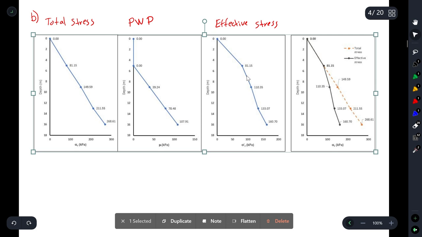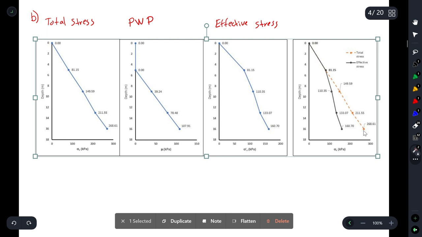Now I drew this last one because I want to show in the same diagram the total stress in the dashed orange line and the effective stress in the black continuous line. You can see here how the pore water pressure drops total stress to the effective stress by the same amount. That is what I want to show in this one, but these are the three that were asked for in this problem.